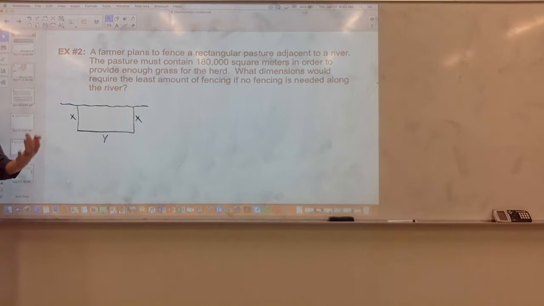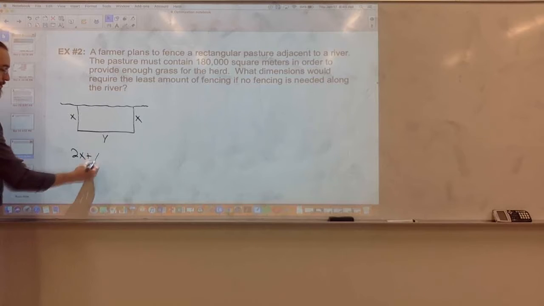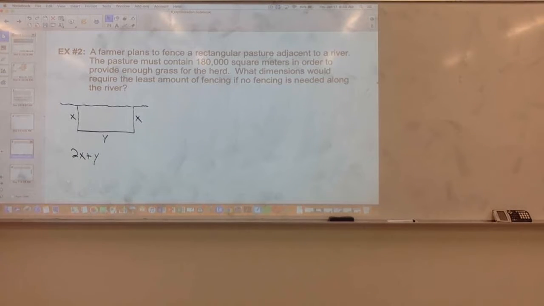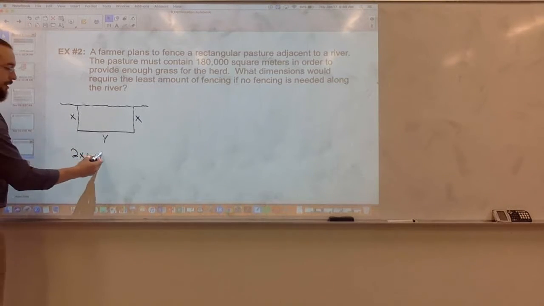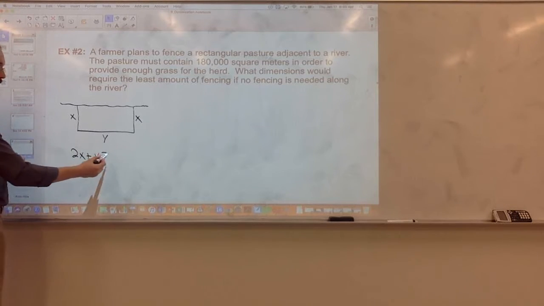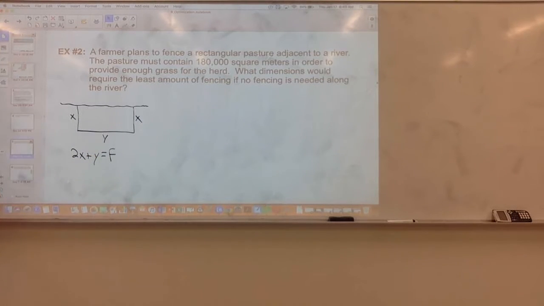All right, so now let's first write our objective equation. What am I trying to maximize or minimize? Minimize the amount of fence. So how can I write an equation for the amount of fence? It's going to be 2x plus y. And again, we can set that equal to whatever we want. I'll set it equal to f for fence.